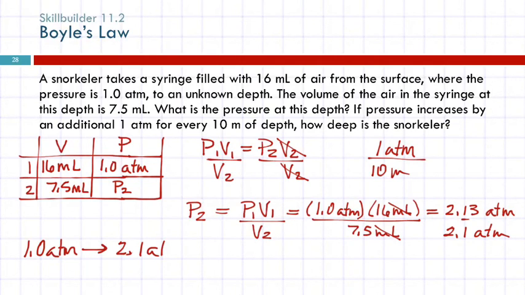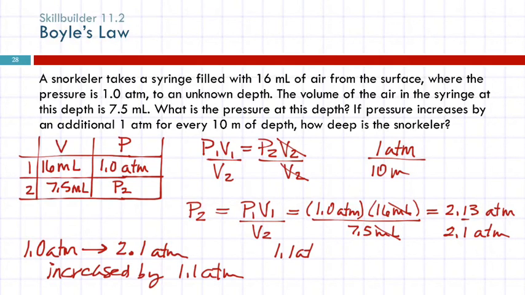We really should stick the 3 in there, but I'm feeling lazy. That's a difference. So the pressure has increased by 1.1 atmospheres, the difference between those. So if I take 1.1 atmospheres and I use that conversion factor, 10 meters per 1 atmosphere, that would give us 11 meters. So the snorkeler is at a depth of 11 meters.